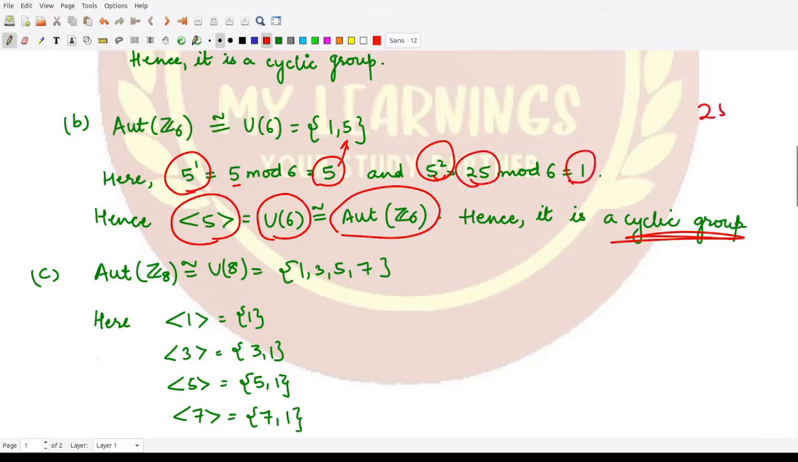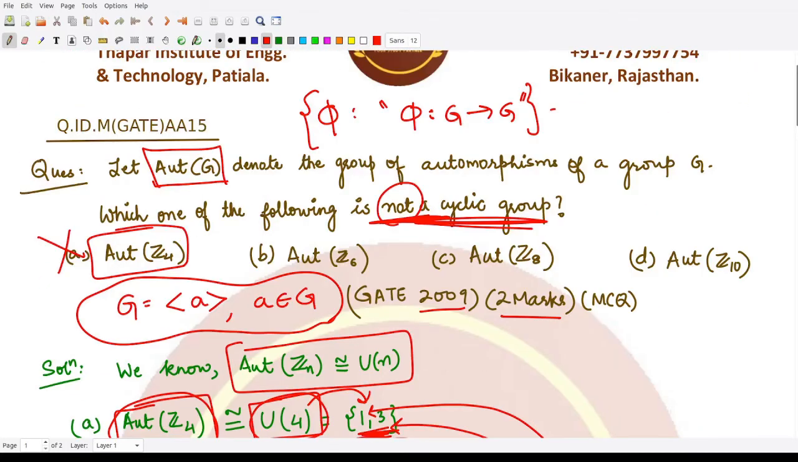Because when you divide 25 by 6, you would have 1 as the remainder. So 1 is also there. So we have all the members of this group by taking the powers of 5. Hence 5 is the generator of this group. Hence this is a cyclic group. For the third group, hence option B is also incorrect.